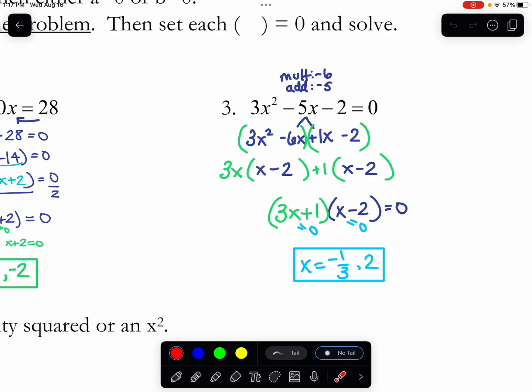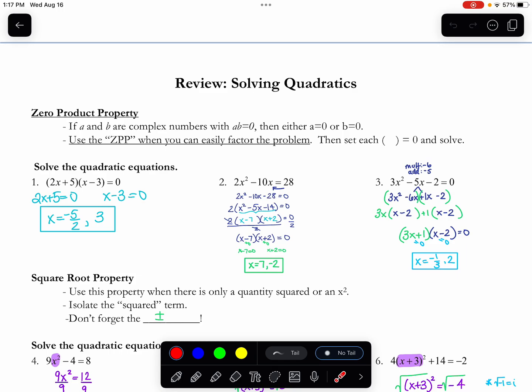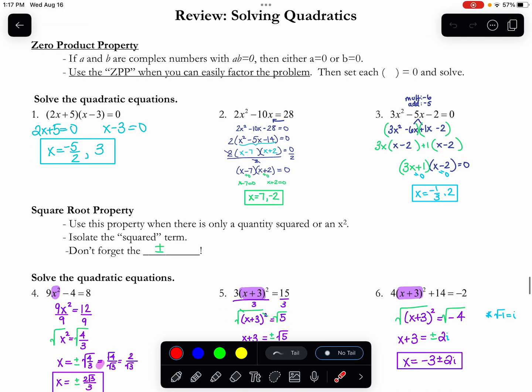Now that we have it set up as a product equaling 0, we can use the zero product property that lets us set both of those equal to 0 and get our solution. So solving a quadratic by factoring is the most common form that you'll see. You just have to make sure it's set equal to 0 first, factor correctly, and then solve.